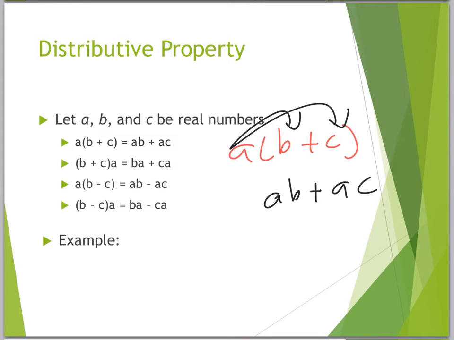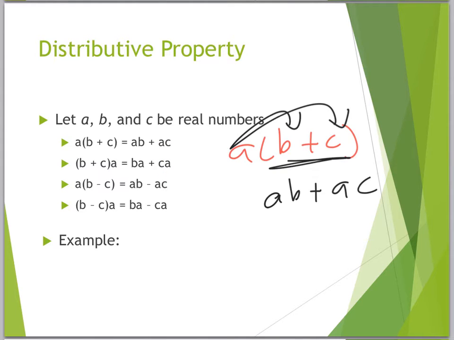And this is useful when you're not able to combine the stuff inside because they're not like terms. And we'll talk about that in a second too. But again, notice here, A times (B plus C) is AB plus AC. We can also put the A on the back side and get the exact same thing, right? Because AB and BA are the same. AC and CA are the same.